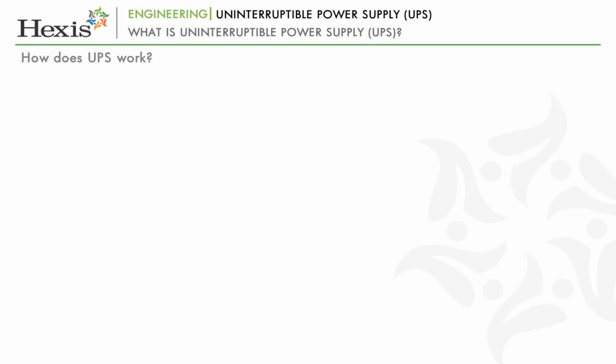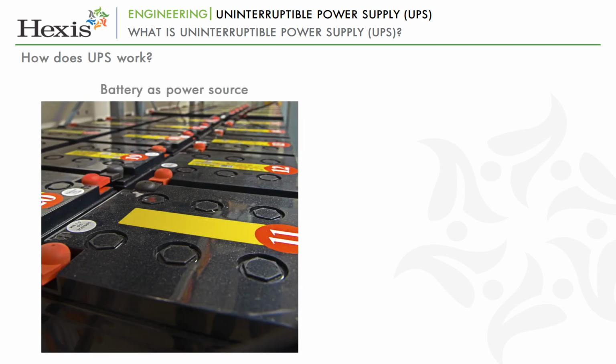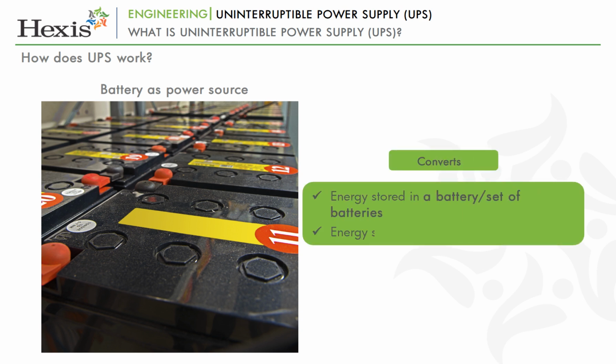Now, let us see how UPS functions. A UPS ensures an uninterrupted supply to the connected loads by converting the energy stored in a battery or set of batteries or other energy storage systems to AC power at the required levels.